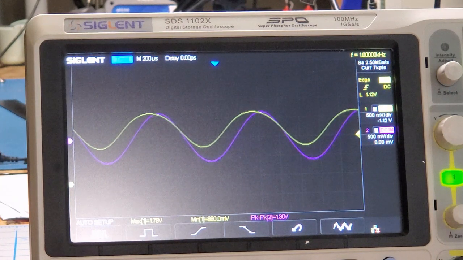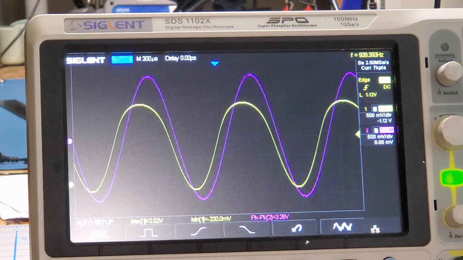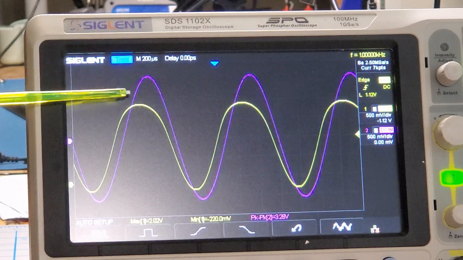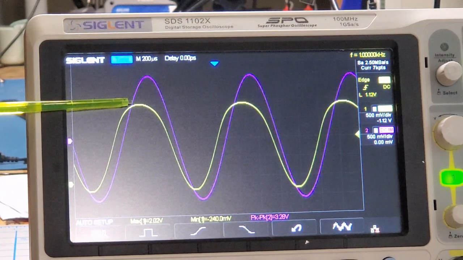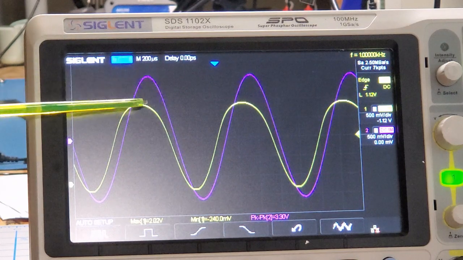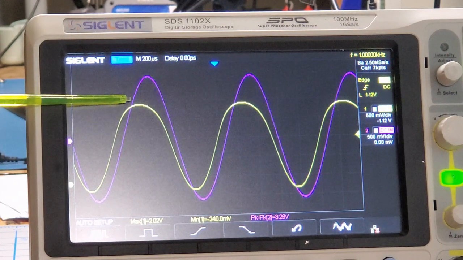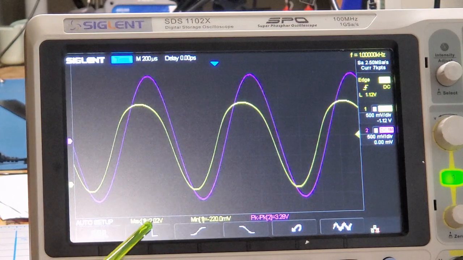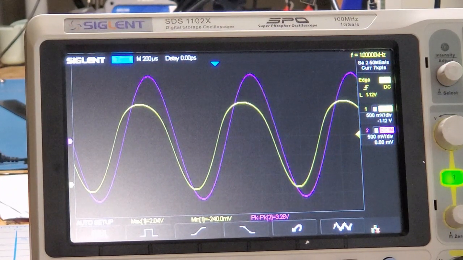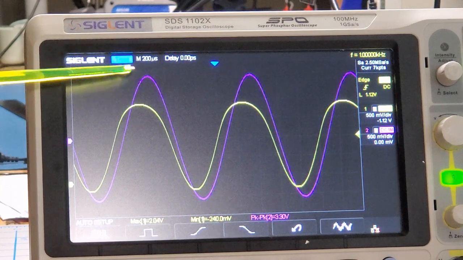But that would be expected anyway, because we're only at a 1.3 volt signal. So let's see what happens when we go up to, let's say, a 3 volt signal. Now you can see the top of the signal starting to flatten off. So here's the input signal here, and then this is the signal that's being presented to the ADC pin. And you can see here a maximum of 2.02 volts and a minimum of minus 240 millivolts.